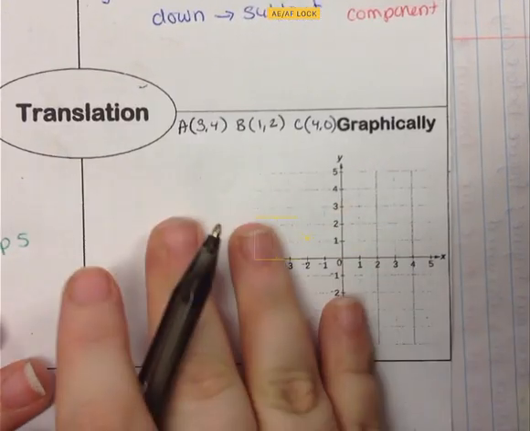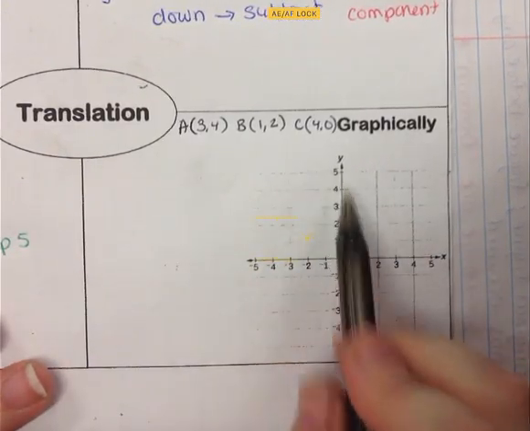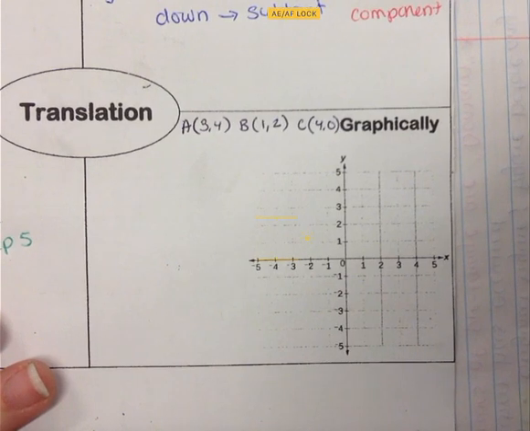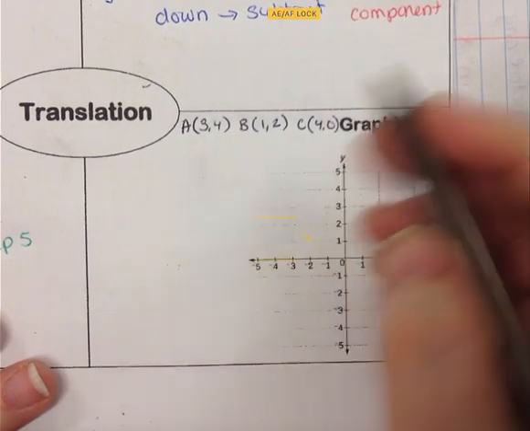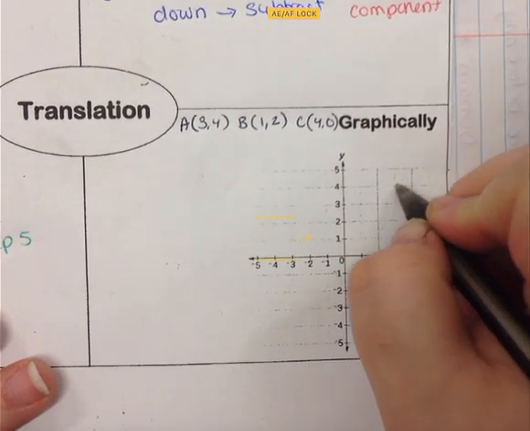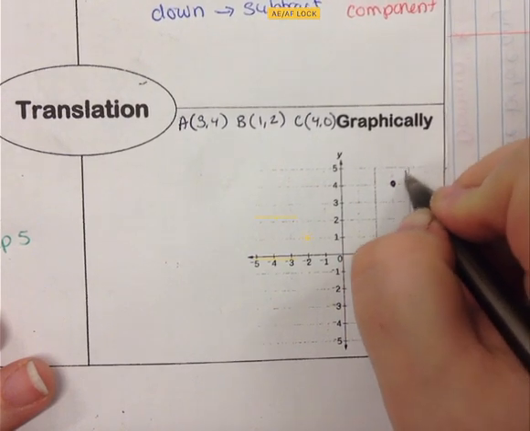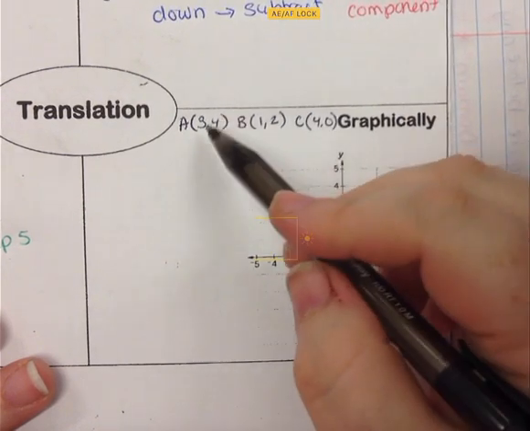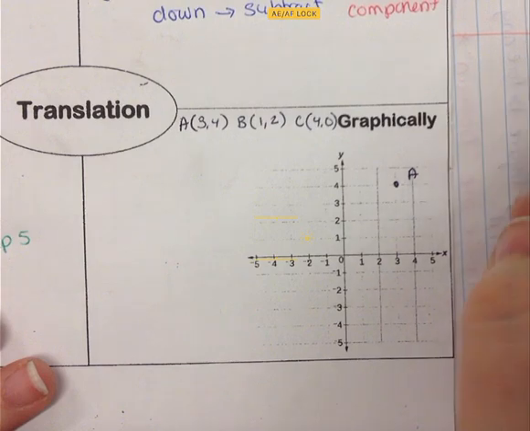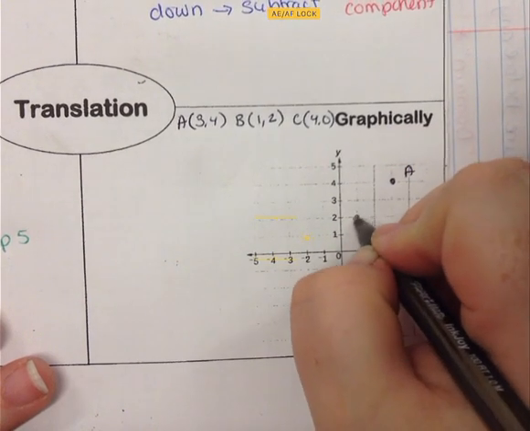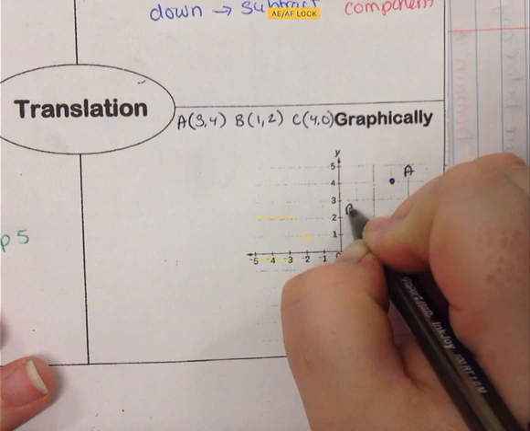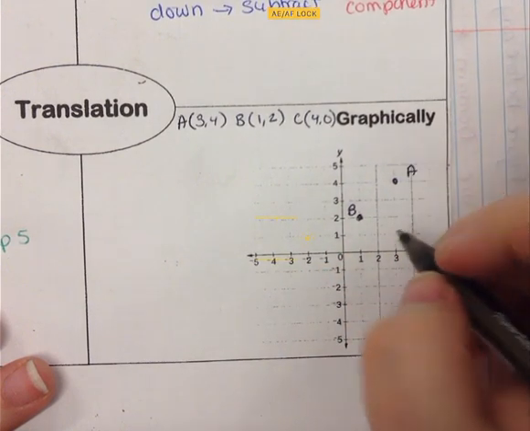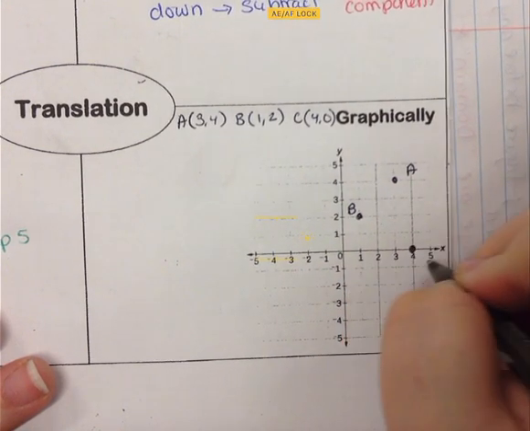So I look at my graph. I see I have an x and a y, and I do have a scale on here, so I know that I can go ahead and graph our points. I'm going to graph 3, 4. So 3, 4. And I have to label it as A. You do need to make sure you label the letters, label the coordinates. B is at 1, 2. So I'm going to label this as B. And then C is at 4, 0. I'm going to label this as C.